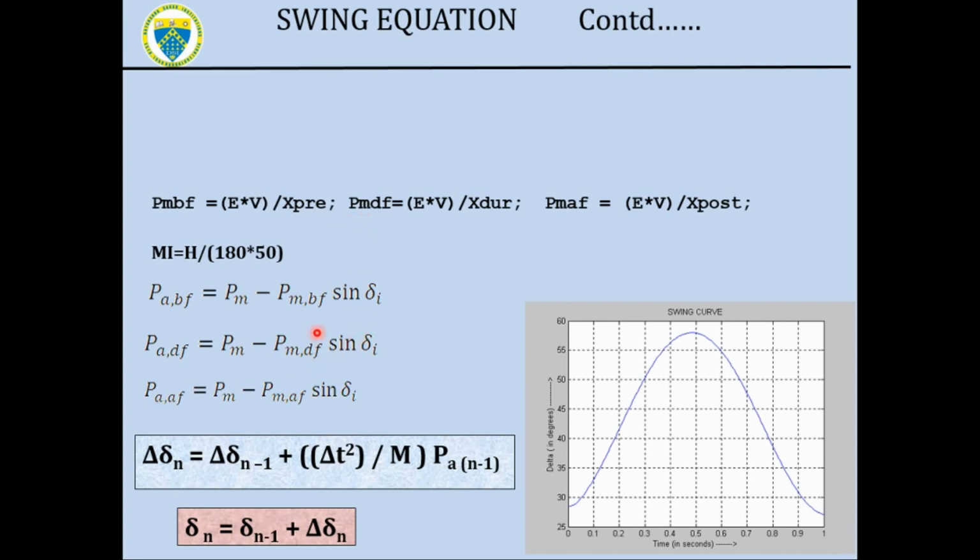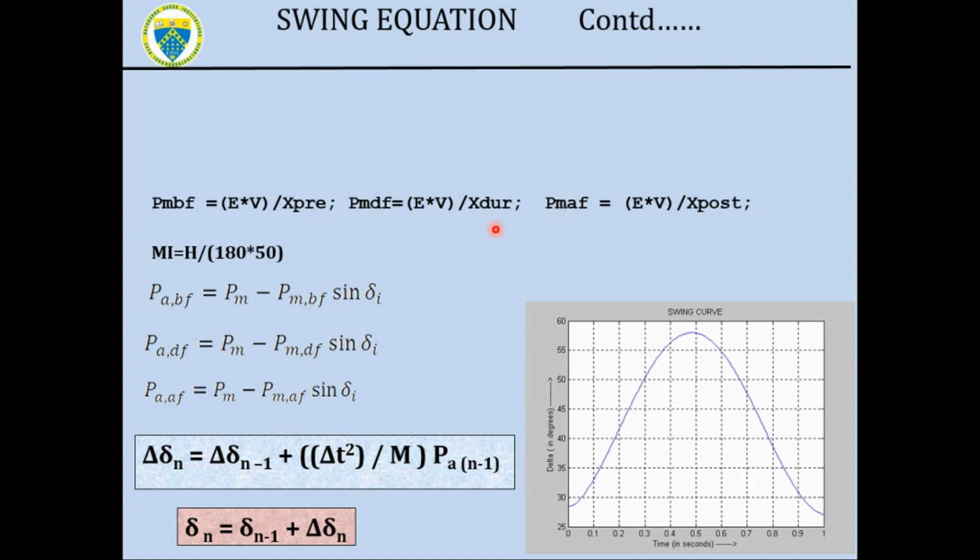Similarly, P max during fault is equal to the same E into V divided by net reactance during fault, which you have to determine. Then P max after fault is equal to EV by X post, that means the net reactance after the fault. So before fault, what is the reactance? During fault, what is the reactance? After the fault, what is the reactance?